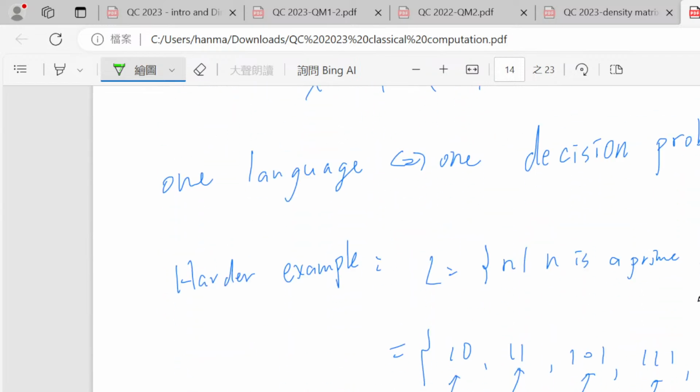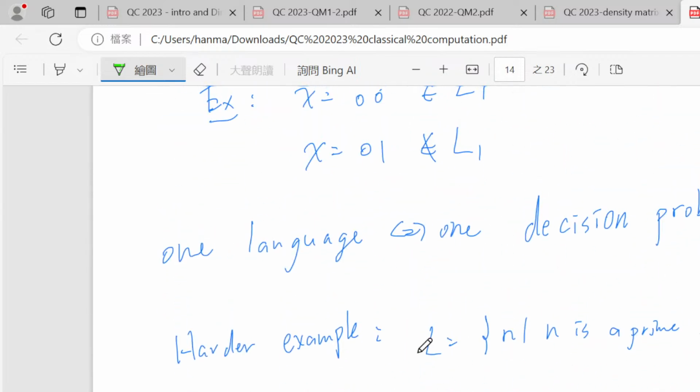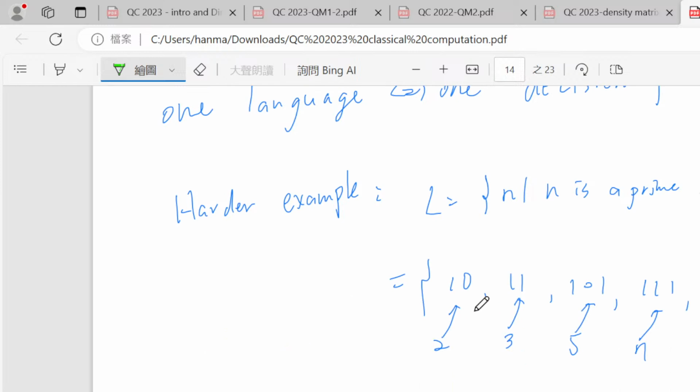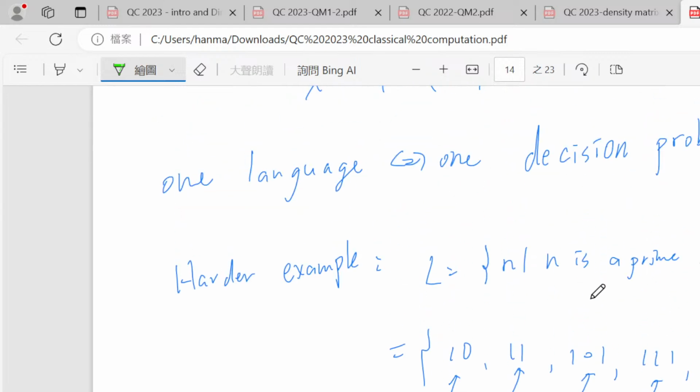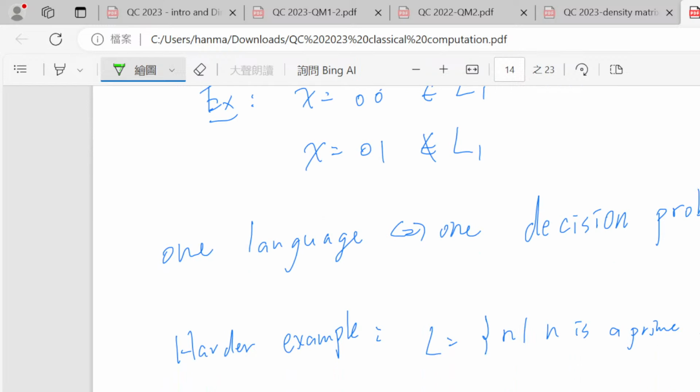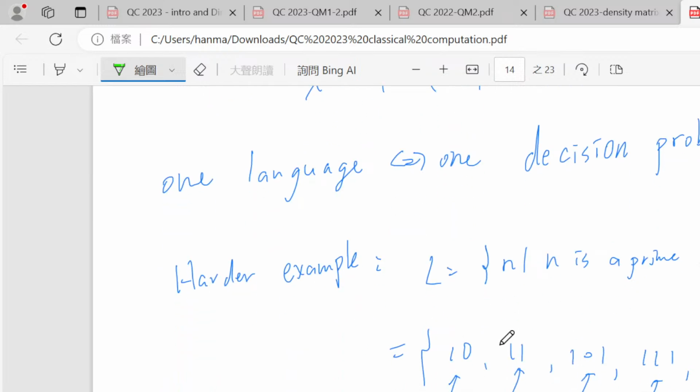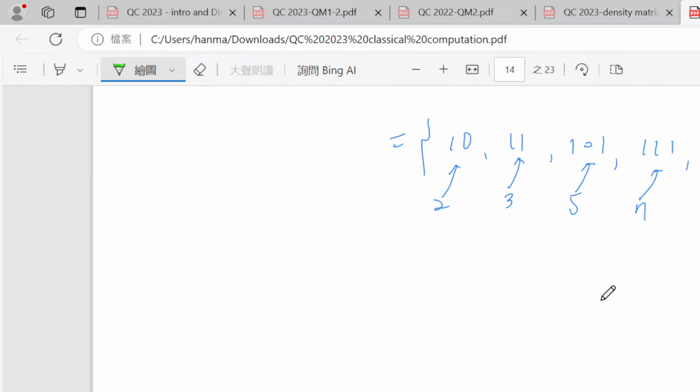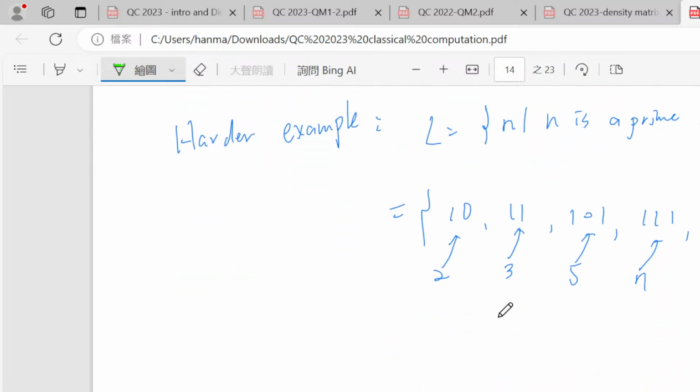Then you can have a harder example where your language is every prime number. So 01 corresponds to 2, 11 is 3, 101 is 5, and 111 is 7. This language will ask you whether the input string is a prime number.